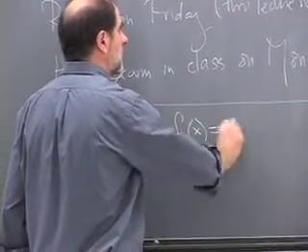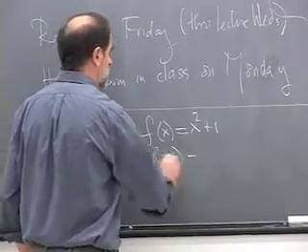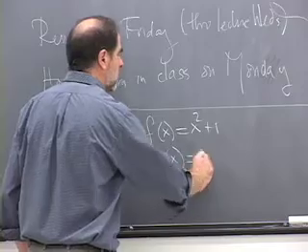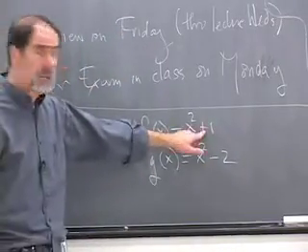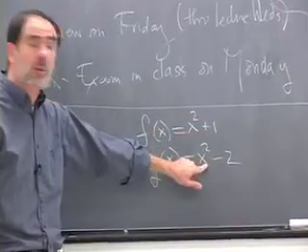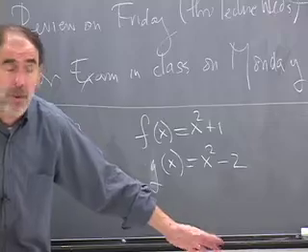f of x is x squared plus 1, and g of x is x squared minus 2. This one has a root i, and this one has a square root of 2. Neither of those are rational numbers. So those are irreducible polynomials.